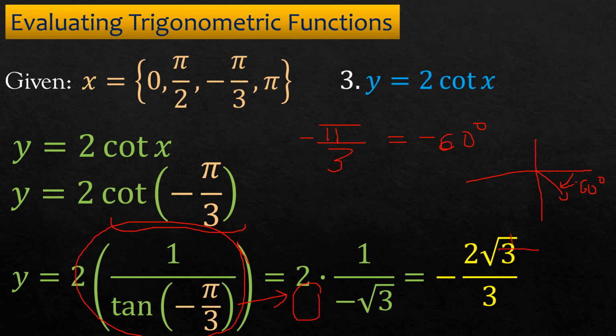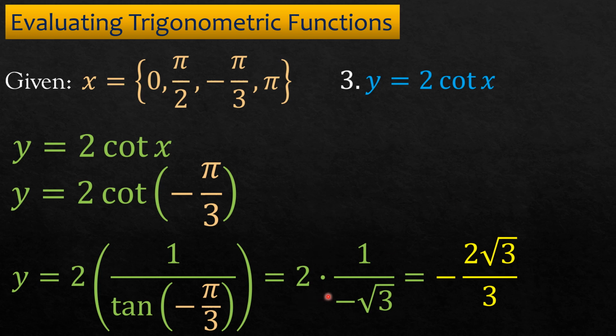So we have negative tangent. And that is equal to negative square root of 3 over 3 by rationalizing it. Okay, so we have 1 over square root of 3. Multiply that by square root of 3 over square root of 3. Square root of 3 times 1 is square root of 3. 3 times 3 is 9. So square root of 9 is 3. There's a negative sign here, so we have negative square root of 3 over 3. Okay?